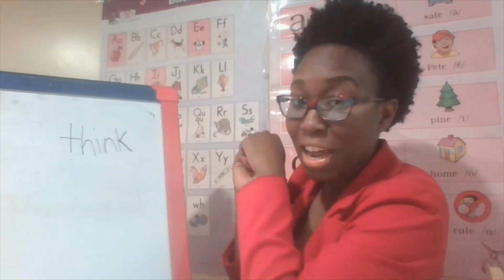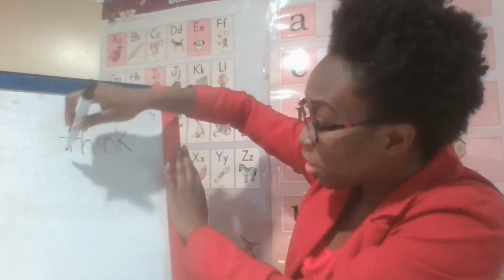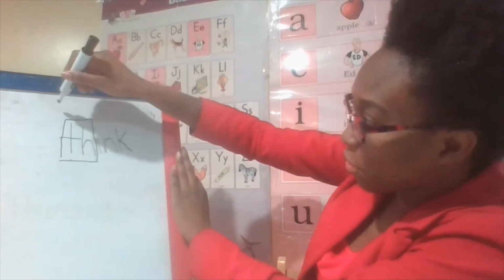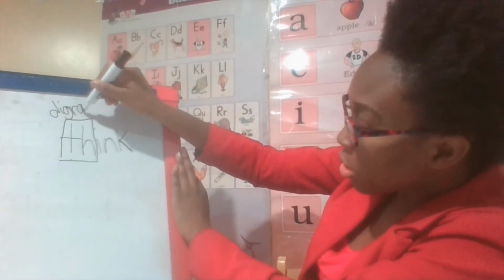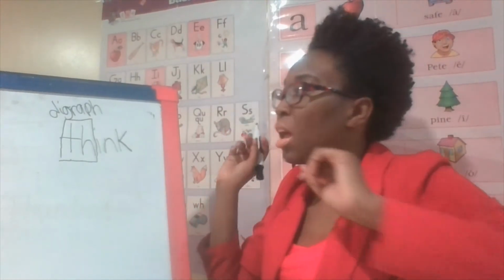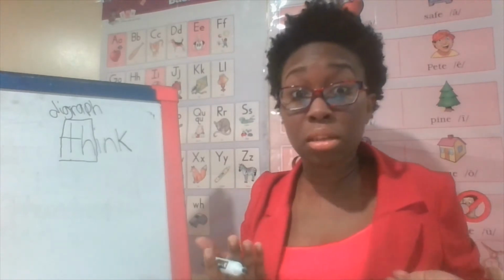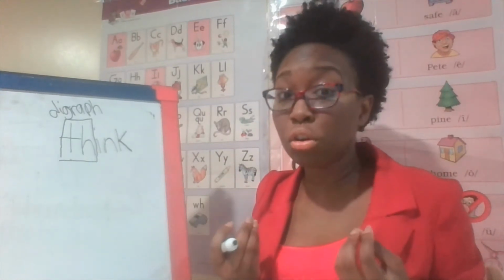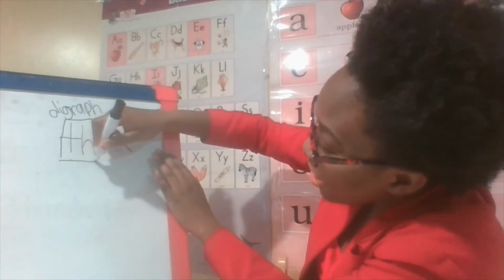Which one is the digraph? If you said TH, you are correct. TH is the digraph. We learned a lot about digraphs. Okay, now, which one is the glued sound? We've learned about glued sounds. The glued sound is the ink. I-N-K.